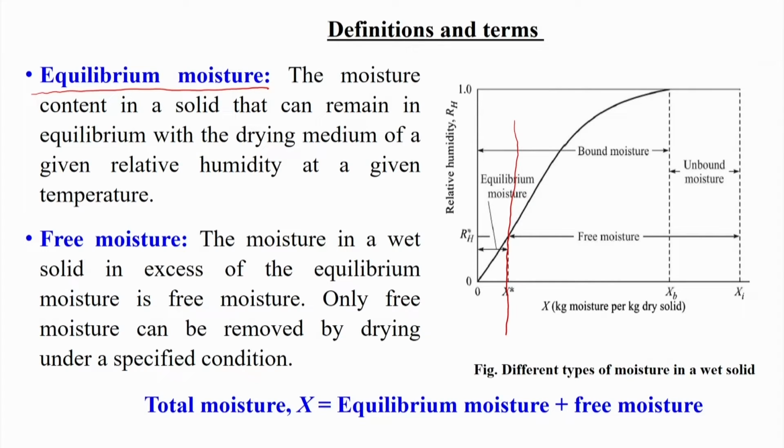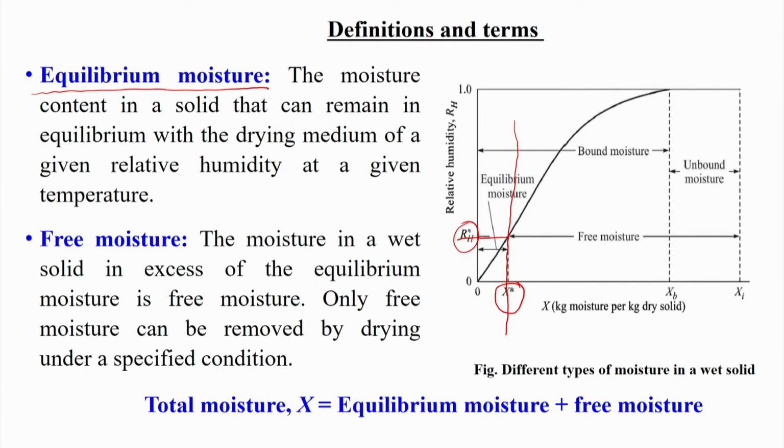Let us take the equilibrium moisture content for a particular drying medium with a given pressure, temperature, flow rate and relative humidity (RH). This is the moisture content that will remain in equilibrium with the drying medium. Whenever we dry any wet solid, we maintain one drying condition, and under that condition the minimum amount of moisture that will remain inside the drying solid is the equilibrium moisture.